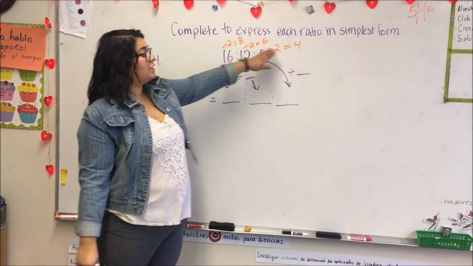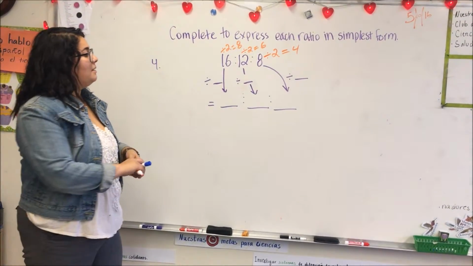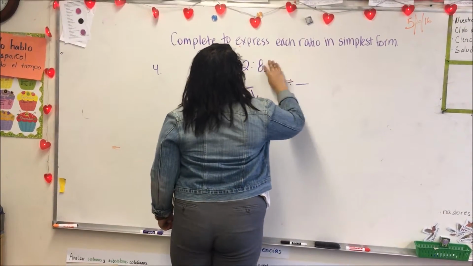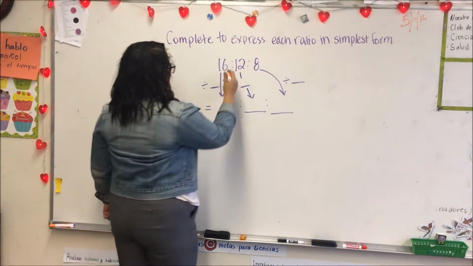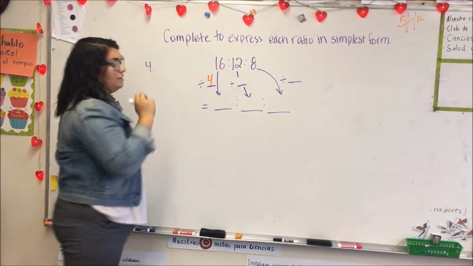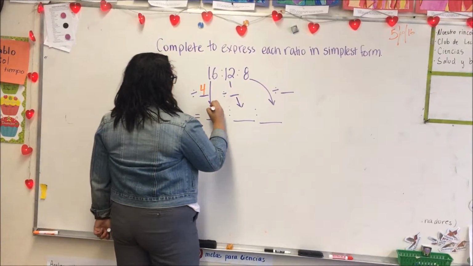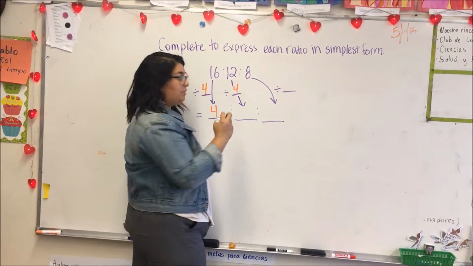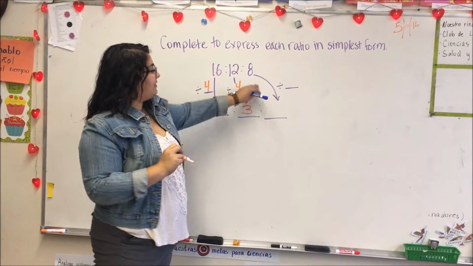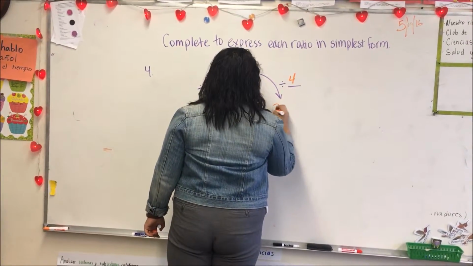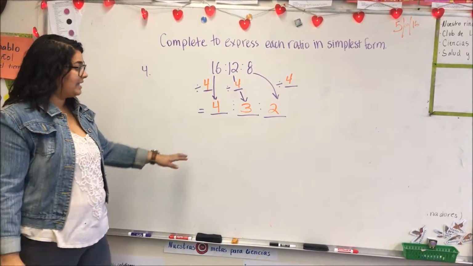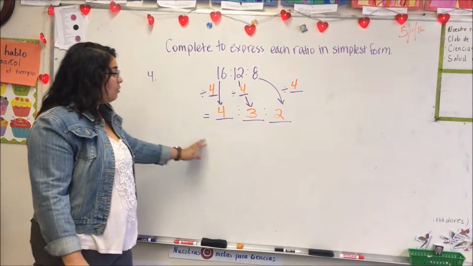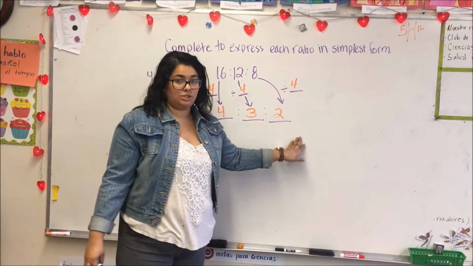But even then, I can see that those can go smaller. So I'm actually going to divide it by 4. So if I divide 16 by 4, I get 4. If I divide 12 by 4, I get 3. And if I divide 8 by 4, I get 2. So at this point, I can see that I can't divide all 3 numbers by the same thing any lower. So my final simplest form ratio is going to be 4 to 3 to 2.